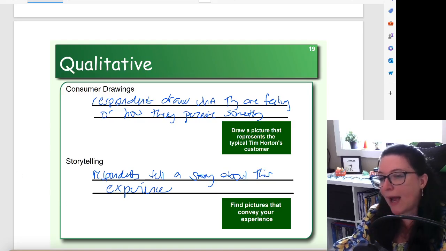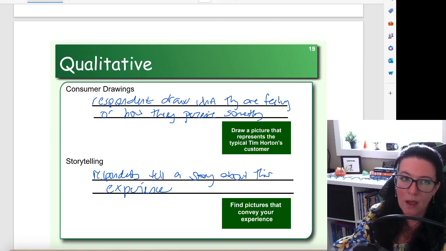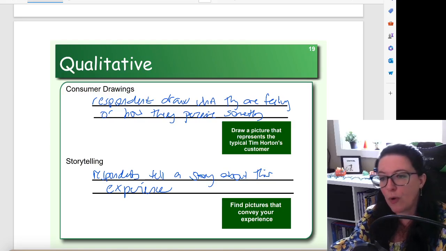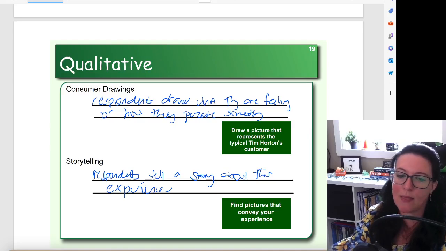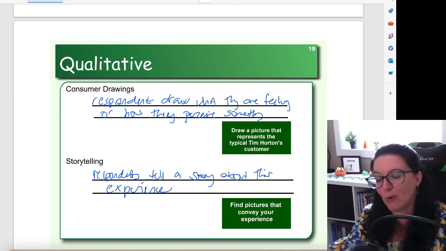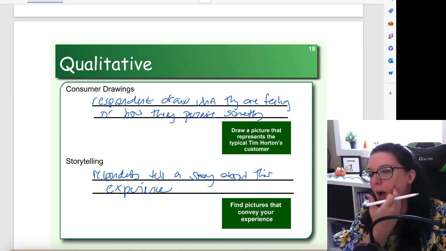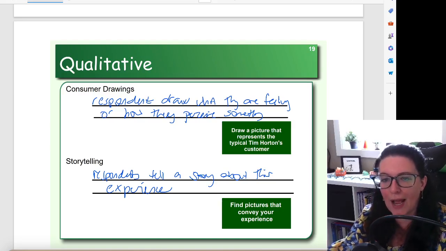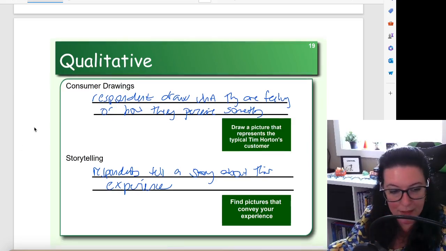And you can combine these different techniques. So we could do storytelling with photos. So go online, find us some pictures that represent the experience you had last time you were at Tim Hortons, and then show the pictures and tell the story to help illustrate how you felt, how the experience was through that process.